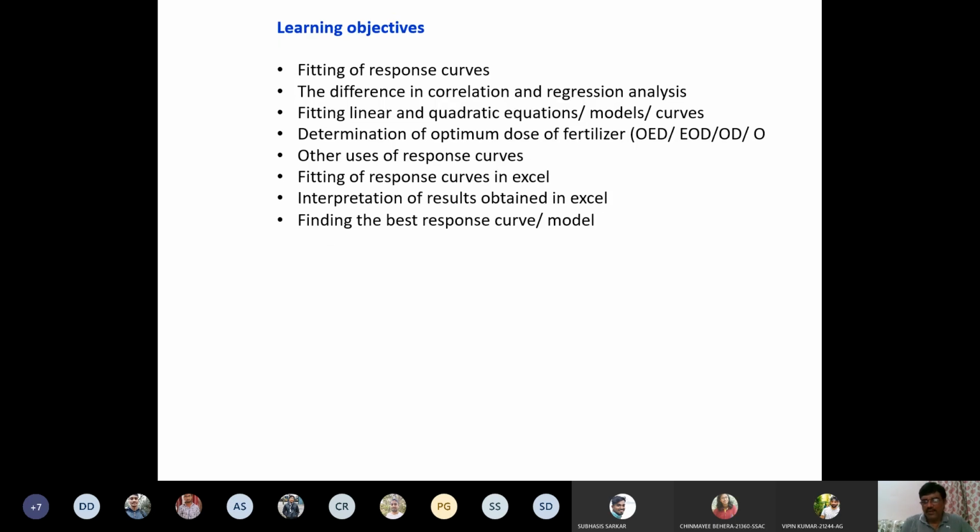And then today, overall, what we are going to learn is fitting of response curve. We will try to understand what is response curve and how you fit it. Then the difference in correlation and regression analysis, and how this knowledge can be used in response curve fitting. And fitting the linear and quadratic equations or models or curves separately.